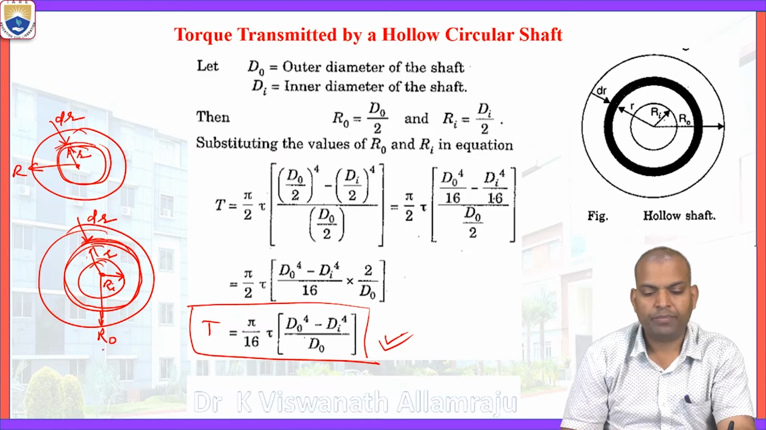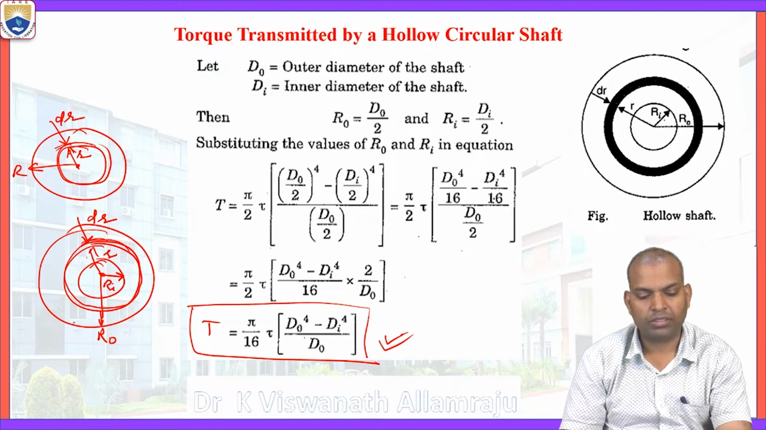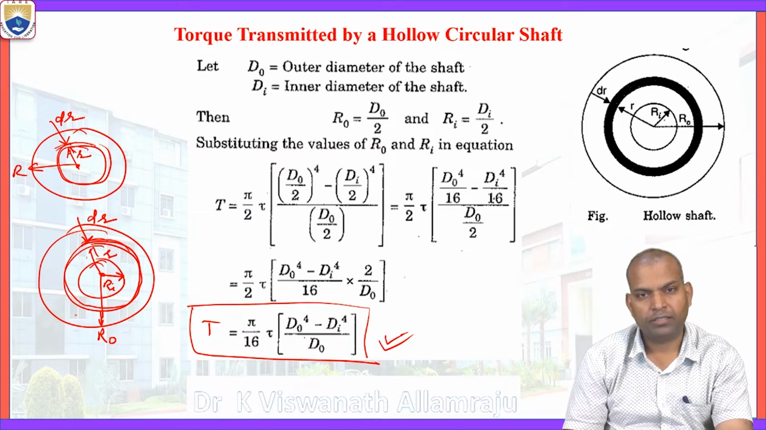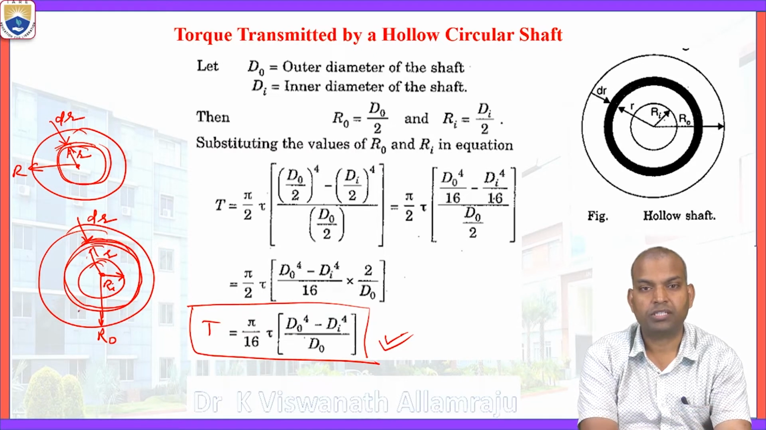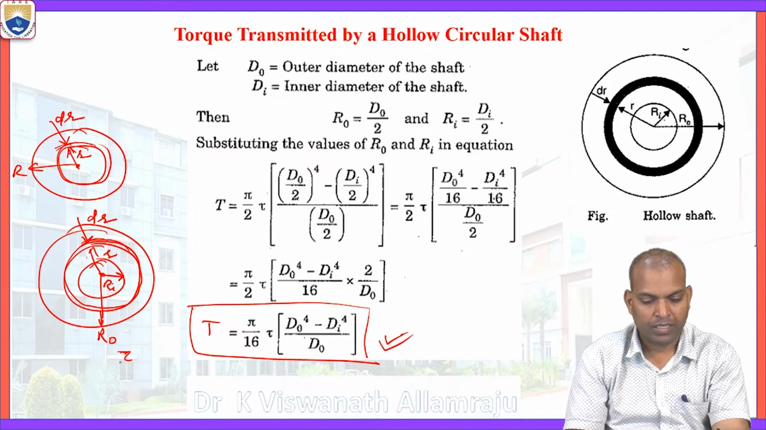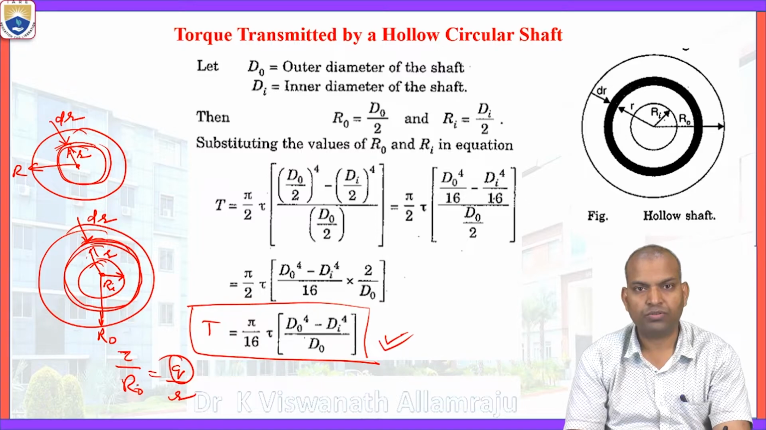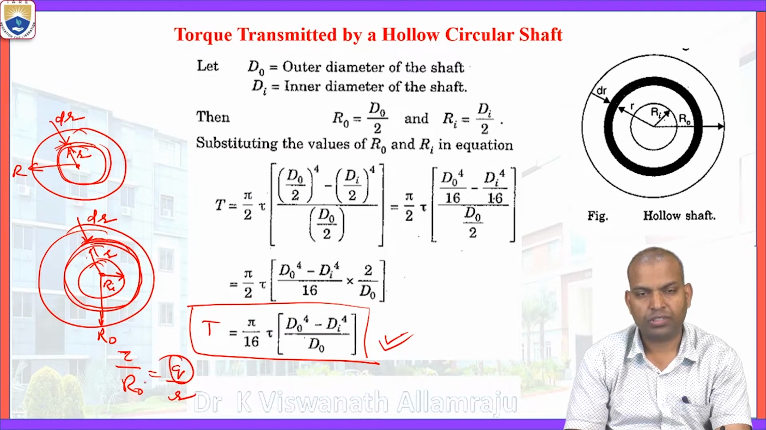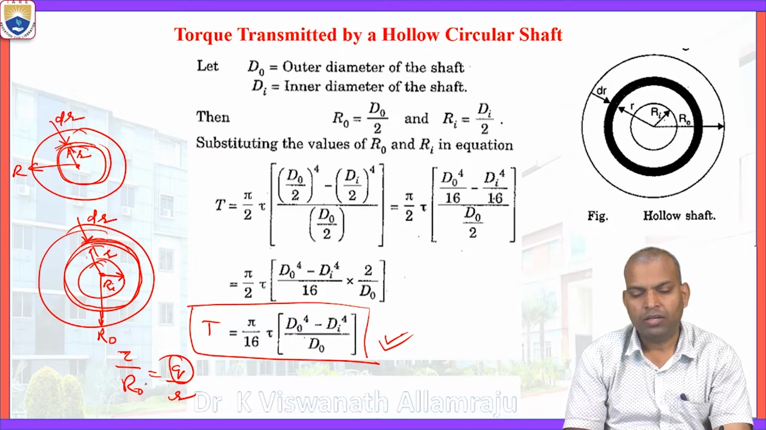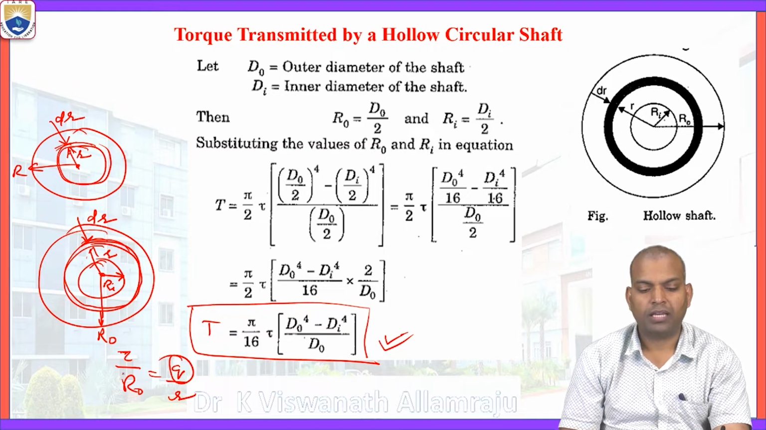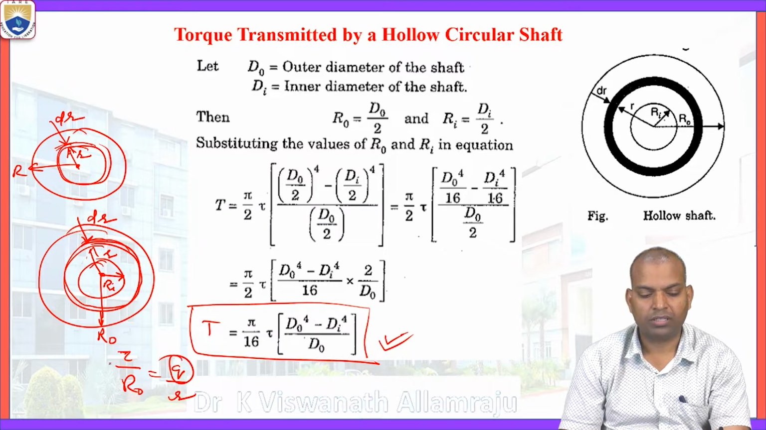So we followed the same methodology, and after that we find the elemental torque equal to elemental force times radius. What is the elemental force? Elemental stress, what is that? Elemental stress is shear stress. We know the shear stress equation, tau by R0 equals q by r. From that q, what is the shear force? Shear stress times area, that is 2 pi r dr, dA.